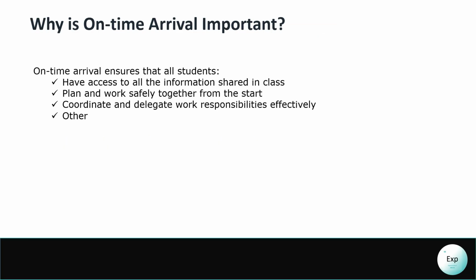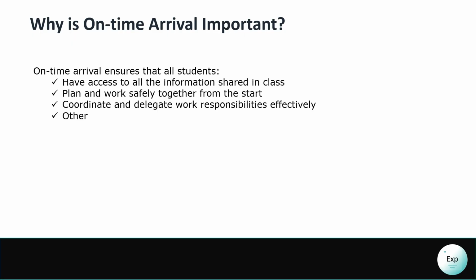On-time arrival ensures that all students have access to all the information that is shared in class, and that could relate to scoring practices, class culture related conversations, or potentially updates and demonstrations. The students should be there so that together they can plan and work safely from the start of the class until the very end. They need all the time, especially at the beginning, to make sure that they can effectively coordinate and delegate the work responsibilities for the day.